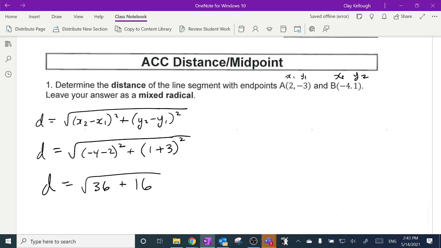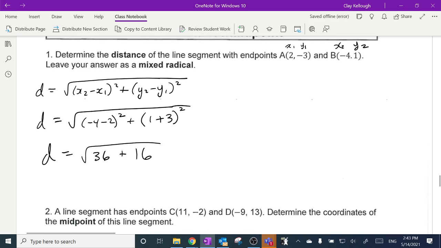4 squared is 16. So 36 and 16 is 52. Am I right about that? 6 and 6 is 12, 22, 52. Yep. So my distance is the square root of 52. And right now, I think that's a perfectly good answer.